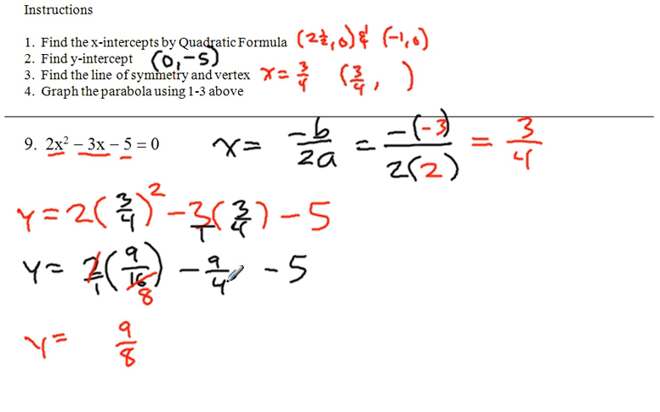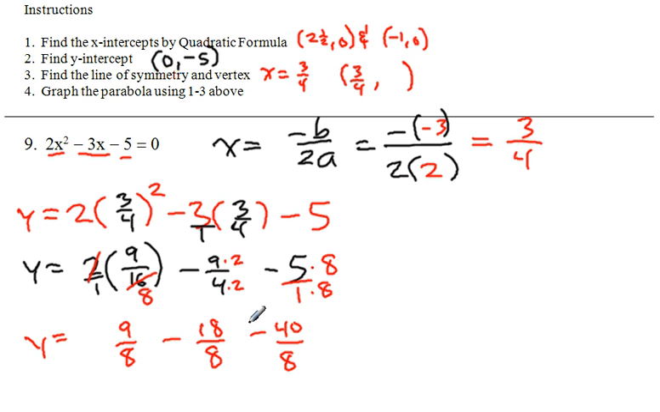Let's convert this 4 into eighths first, because to add fractions, you need the same denominator. To turn 4 into 8, you multiply by 2. What you do to the top must do to the bottom. 9 times 2 is 18, and 4 times 2 is 8. For the 5, the same thing applies. To turn this into an eighth, you need to multiply by 8 over 8. 5 times 8 is 40, and 1 times 8 is 8 on the denominator.